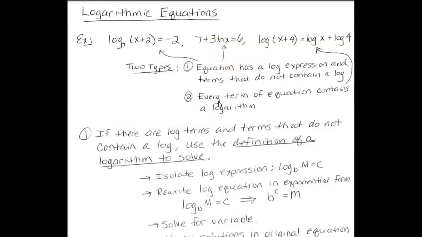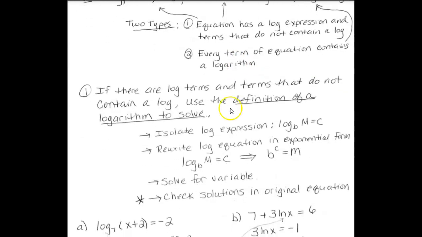Type 2 is the type in which every term of the equation contains a log, as we see in this third example. The log of the quantity x plus 4 equals the log of x plus the log of 4. Every single term is a log expression. Depending on if you have some log expressions and some not, versus all log expressions will depend on how you solve. So for type 1, if there are log terms and terms that do not contain a log, we have to use the definition of a logarithm to solve.